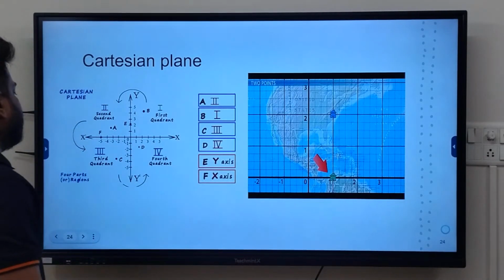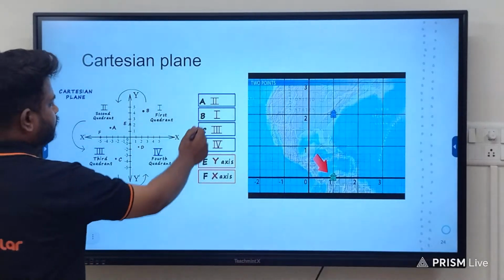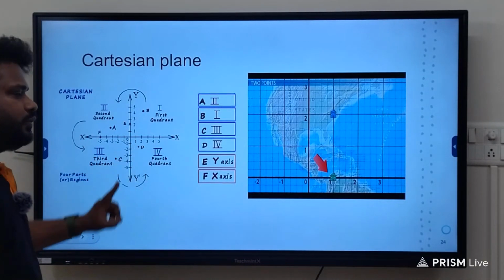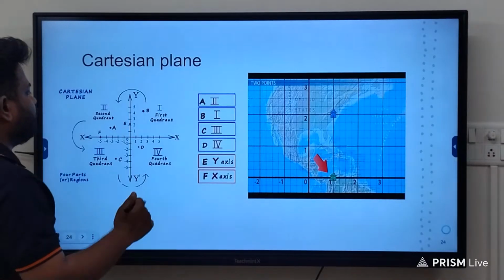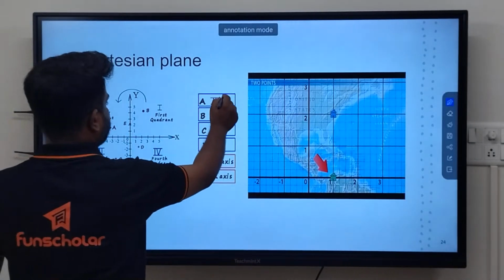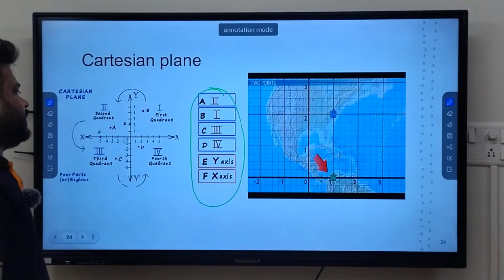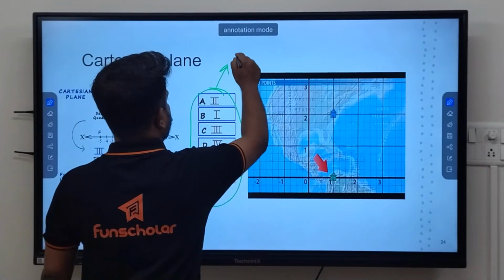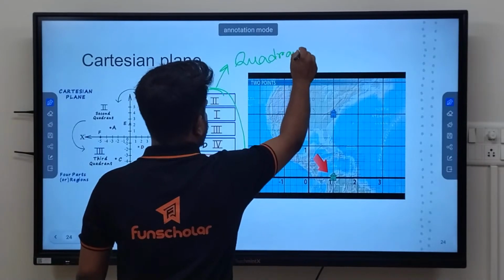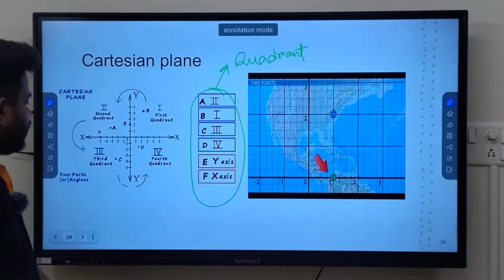They have placed these points, and this one will be called the first quadrant. This one will be second quadrant, this one third and fourth, and they have differentiated it with the Roman numerals. So these all are the quadrants.